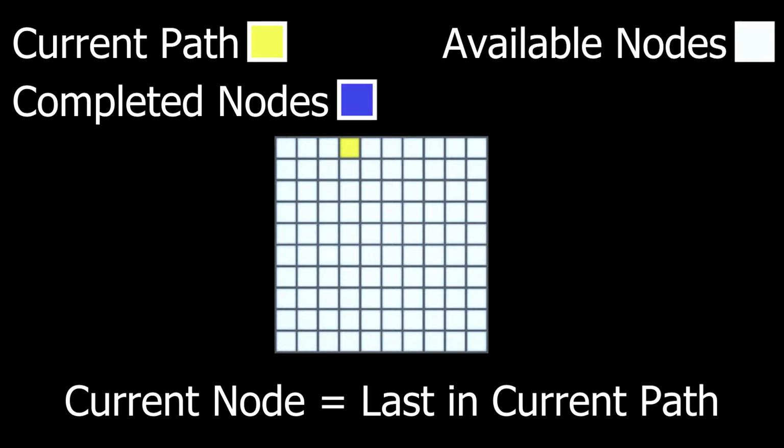We'll call the last node in the current path the current node. Every step, we check the nodes next to the current node and see if there are any white nodes. We pick a random white node next to it and add that to the current path. We keep doing this until there are no white nodes close to the current node.